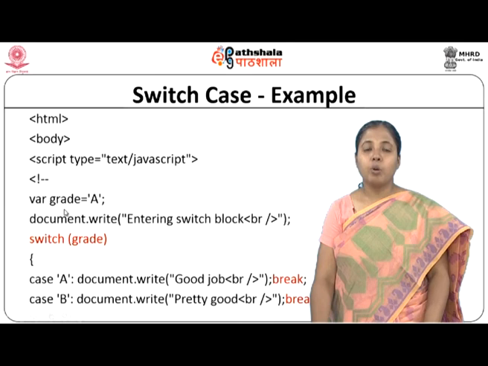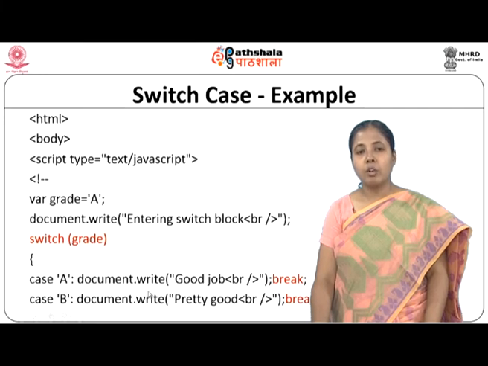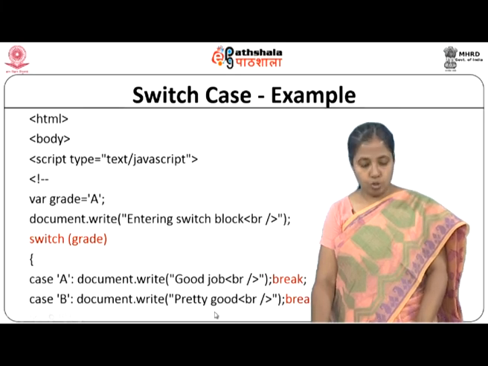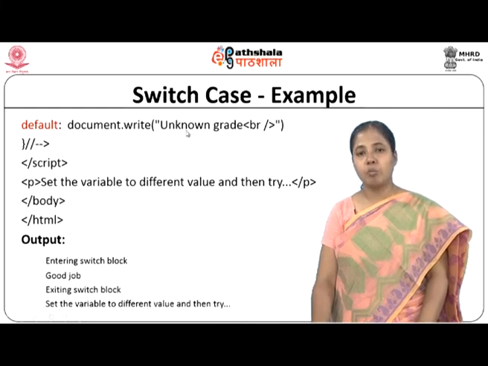You have a variable called grade which takes a value as A. Now you enter into the switch block, takes the grade value and now you check the different cases. If case is A, then you try to write or print good job. If it is B, you try to print pretty good, and then if the default case matches, then you are trying to print unknown grade.